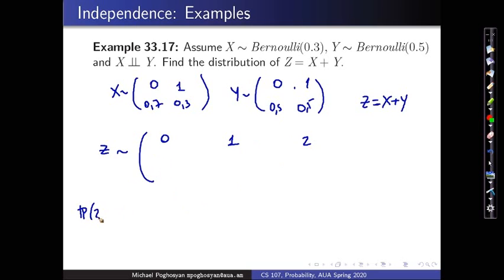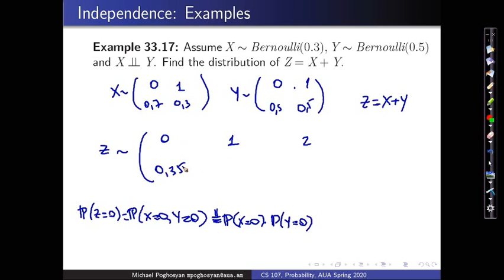Probability that Z is 0 is the same as the probability that X is 0 and Y is 0. The sum is 0 only if both are 0. And because of independence, I can write that this is the probability that X is 0 times the probability that Y is 0. The probability X is 0 is 0.7, Y is 0 is 0.5, so 0.35 here.